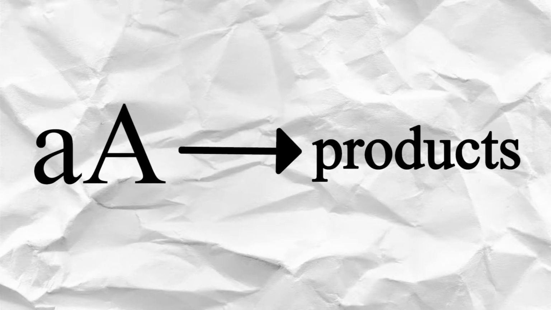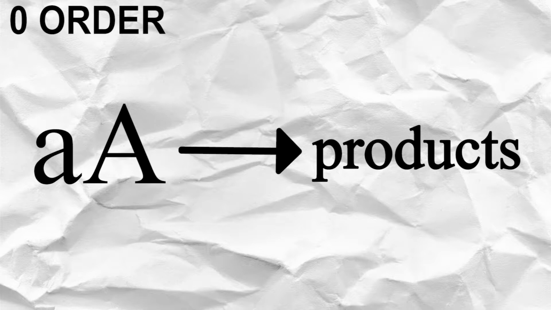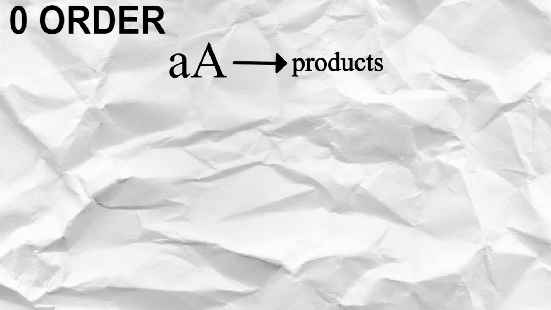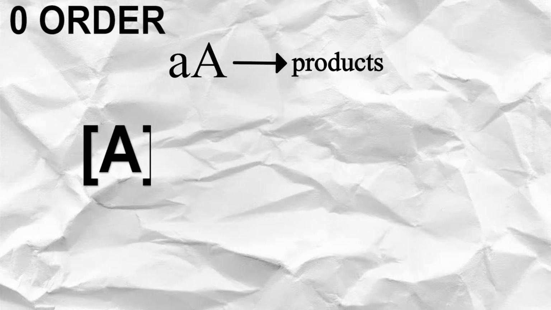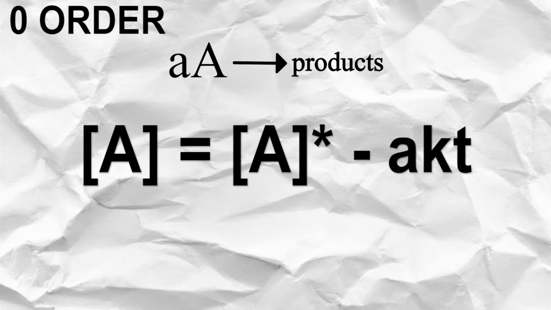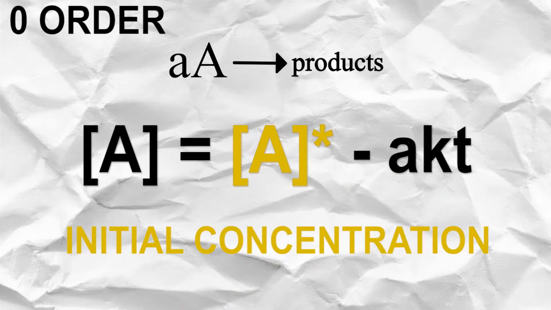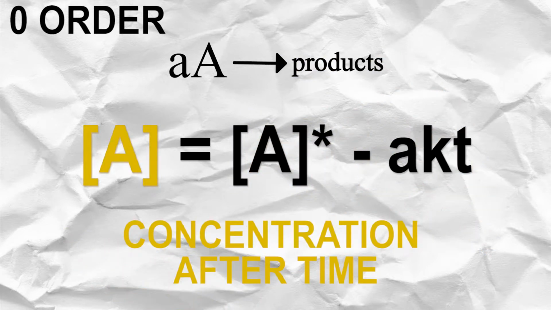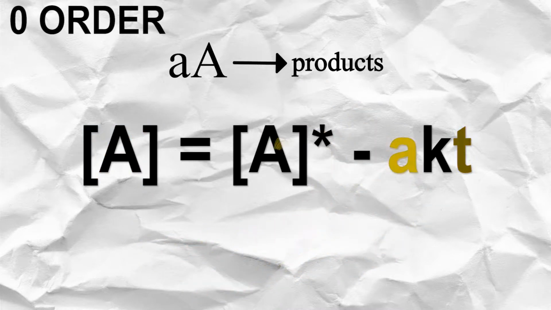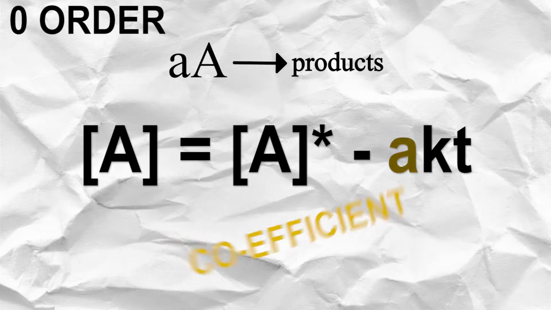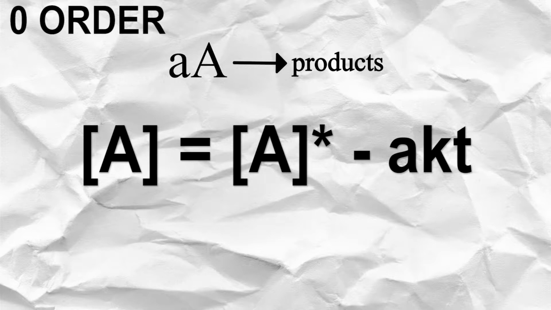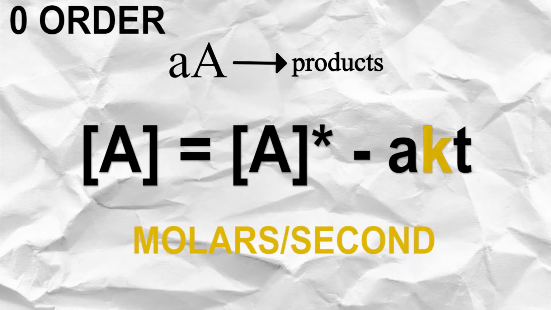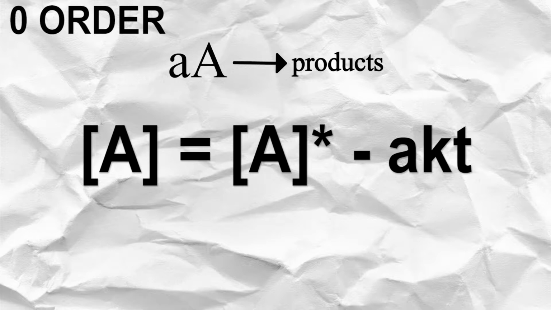For a hypothetical reaction, which is A dissociating into products, that is in zero order, the reaction rate is independent of concentrations. We can write the rate law expression for this order as A equals A naught minus aKt. A naught is the initial concentration of A. A is the concentration left after some time, which is t, and small letter a is the coefficient of A in the equation. Because rate is always in the units of molars per second, the units of k, the rate constant, is molars per second because the concentrations do not have units since they are raised to the power of 0.